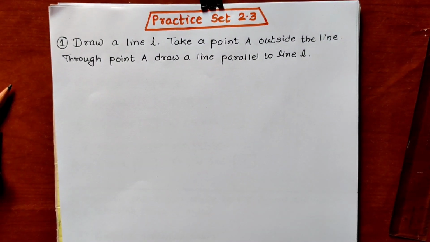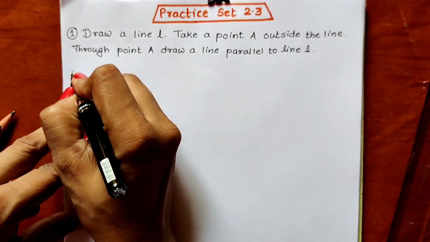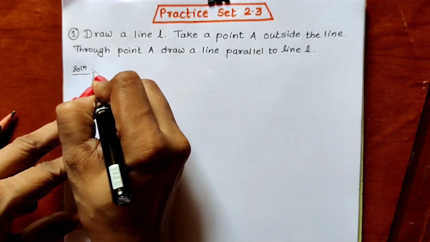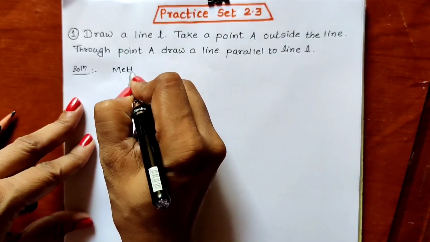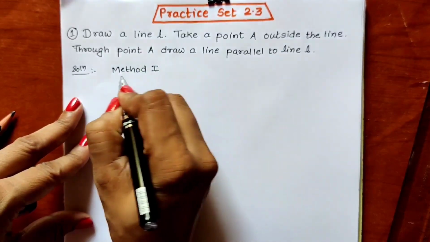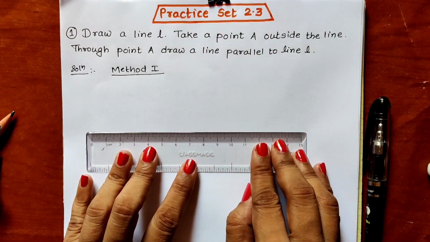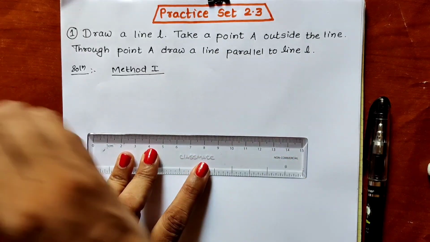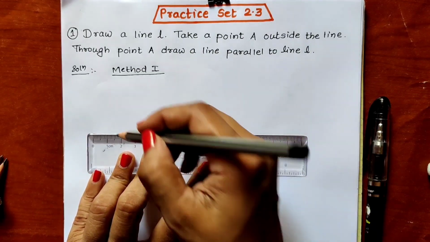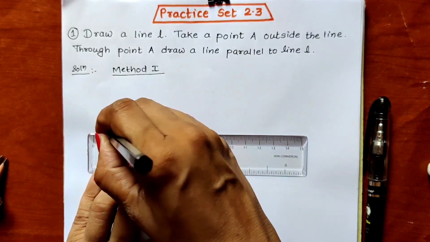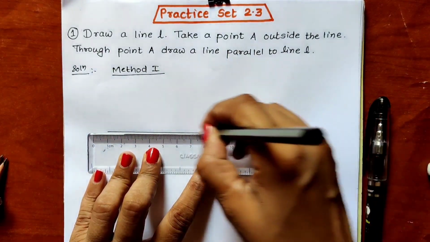I have written the question as it is on my page and now we will be drawing line L first. So as I have told you, I will be showing you both the methods. So method 1 first. We have to draw any line L, this is any line L.